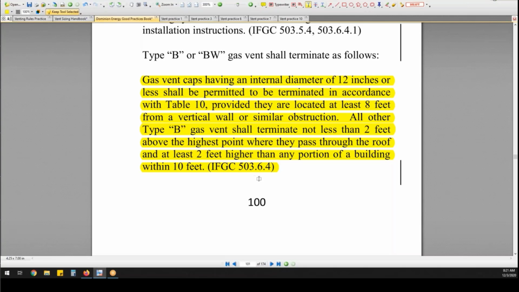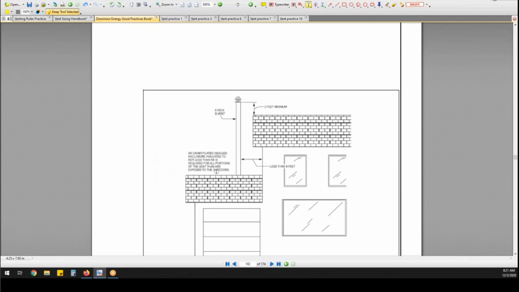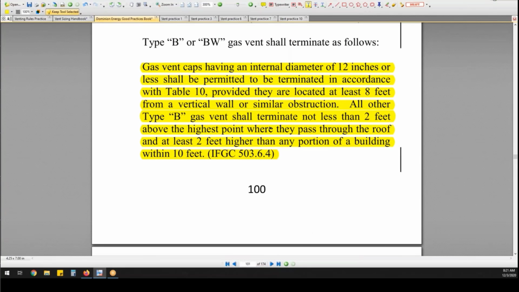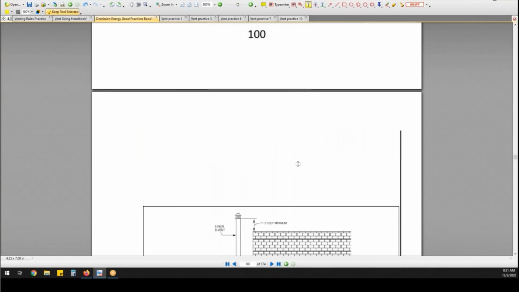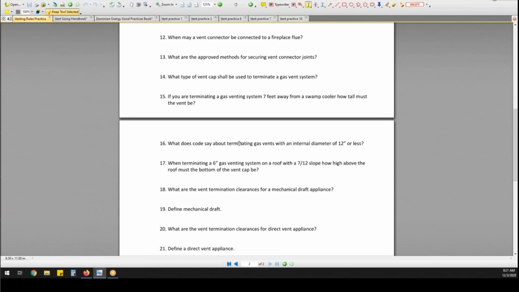Okay, very good. And it's also in the IFGC, right? In 503. The 503 section of the IFGC is devoted to venting, okay? And they even give you a little diagram down here that kind of shows you what they're talking about, because that's a whole mouthful of words, right? Yep. So they even show you a picture of what they're referring to. Okay, so let's go back over here.